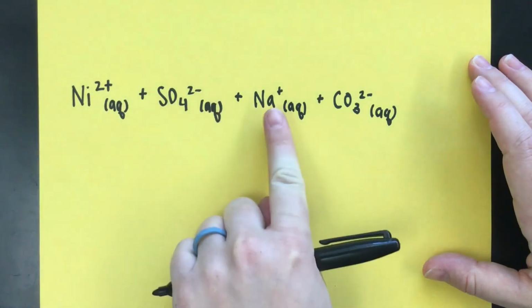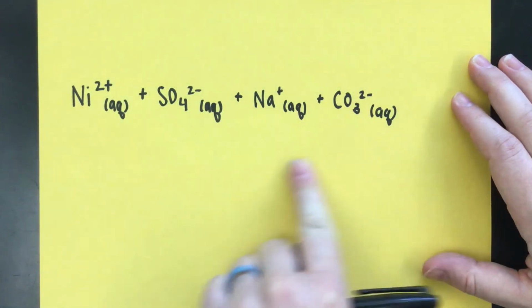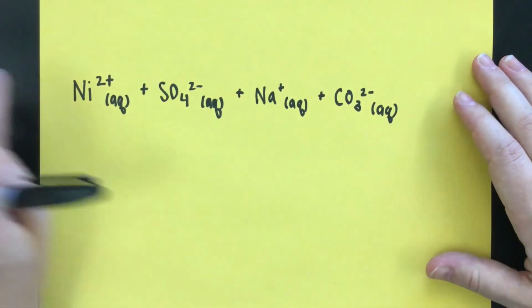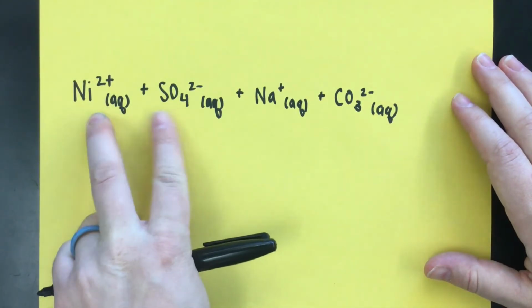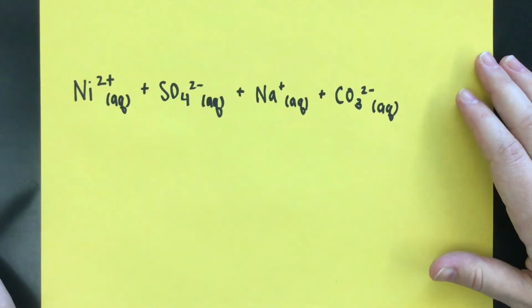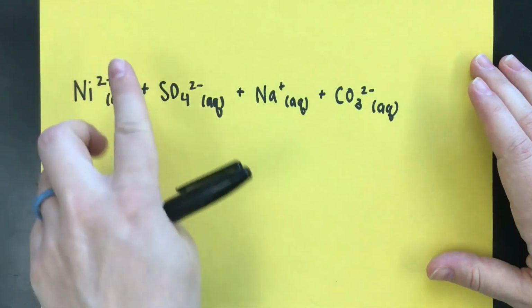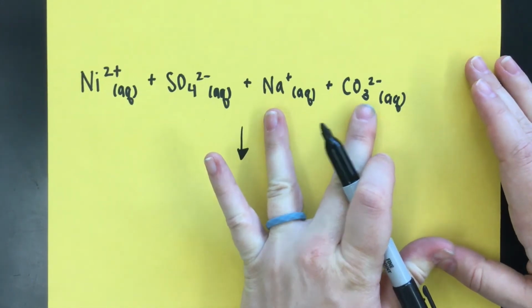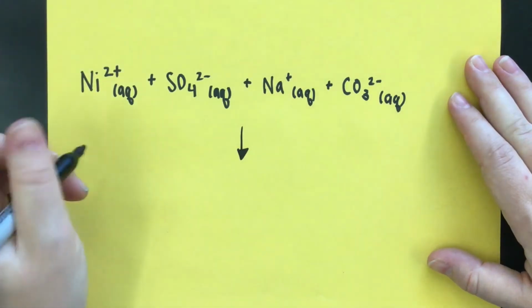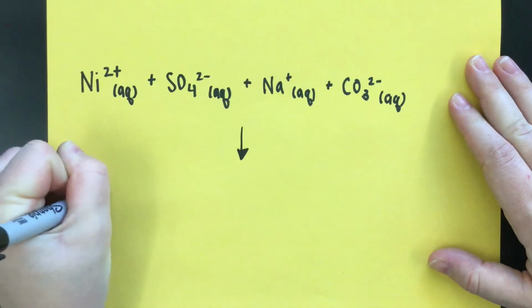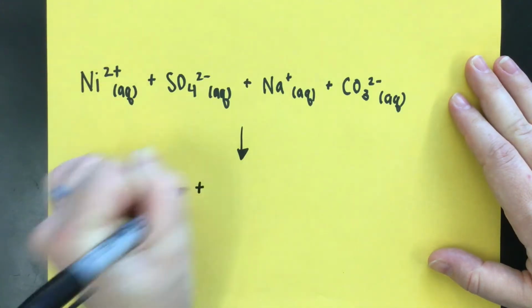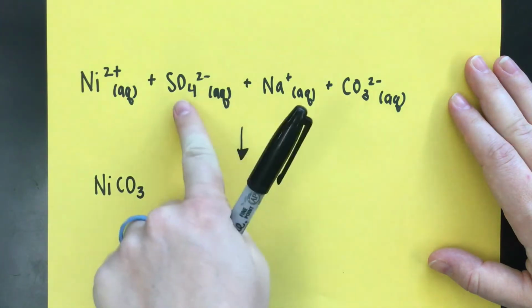Because all the ions are separated, they can rearrange and make other compounds. If they do not separate, there's no way to make other compounds. They're already bound up. So we started with nickel sulfate and sodium carbonate. The only other options to be made would be nickel carbonate and sodium sulfate.